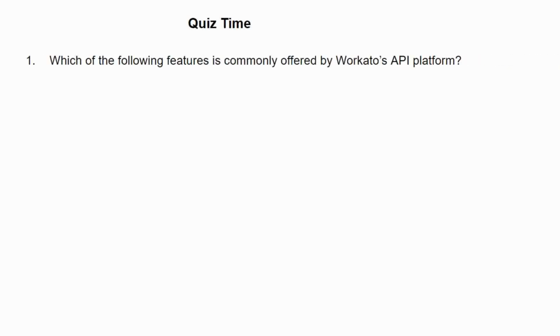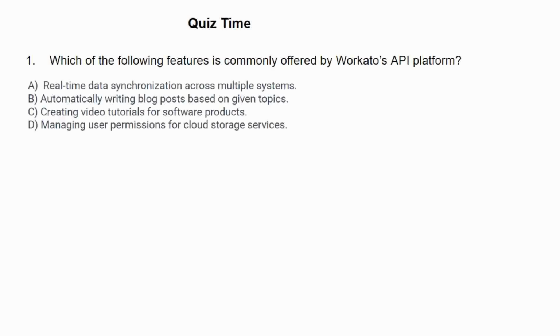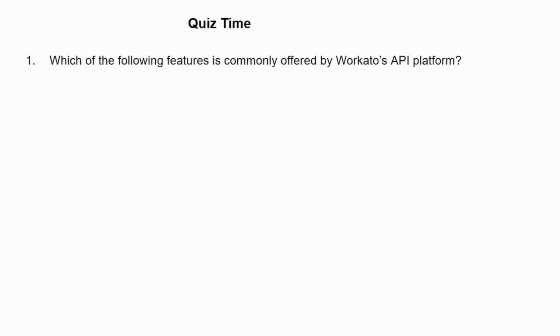So the first question is, which of the following features is commonly offered by Workato's API platform? Real-time data synchronization across multiple systems. Second is automatically writing a blog post based on the given topics, creating video tutorials for software products, and managing user permissions for cloud storage services. I guess everyone can answer this because you can just make an order out and get the answers, right? So I guess it's real-time data synchronization across multiple systems.